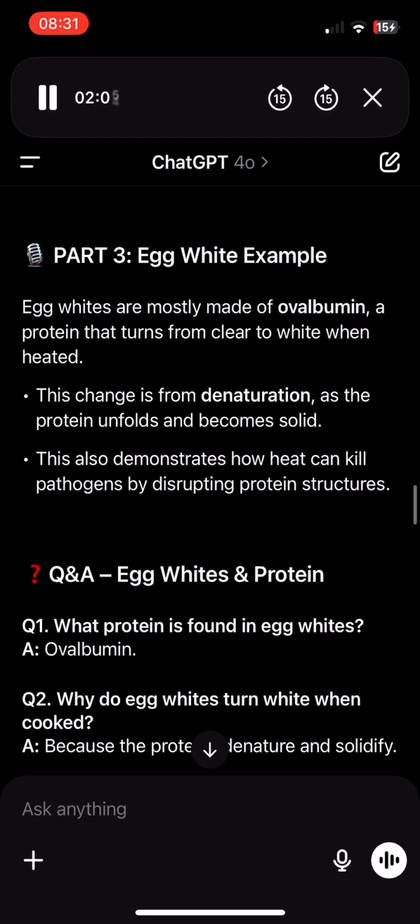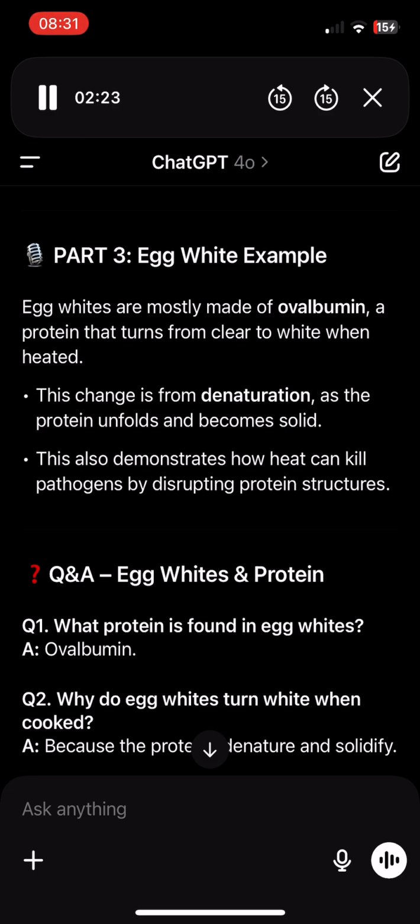Part 3. Egg white example. Egg whites are mostly made of ovalbumin, a protein that turns from clear to white when heated. This change is from denaturation as the protein unfolds and becomes solid. This also demonstrates how heat can kill pathogens by disrupting protein structures.